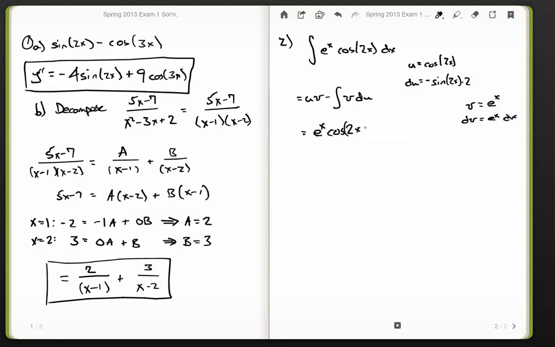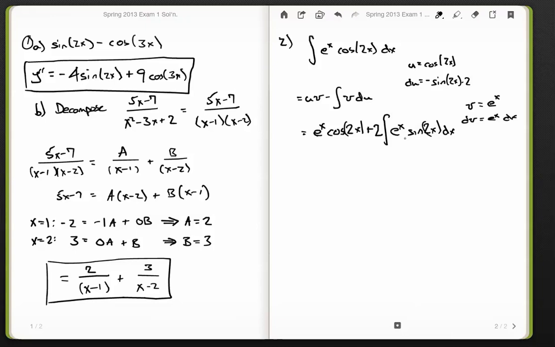But it's no longer an integral, right? That's just a function. Minus the integral of v du. So it's the integral of v, which is e to the x, du, which is negative sine of 2x times 2. So it's a negative 2. So I'm going to put the plus 2 out here. So it's e to the x sine of 2x dx. Well, I didn't make much progress here because this is not really much better looking than my previous one.